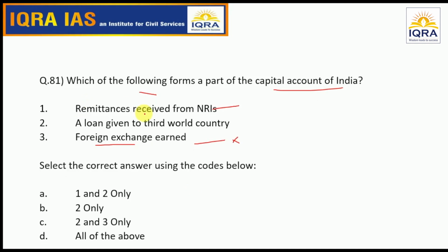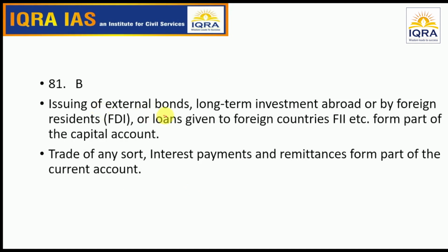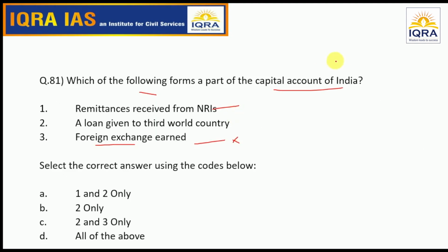So yes, two only. Because issues of external bonds and long-term investment by foreign residents form part of the capital account. Trade of any sort, interest payment, remittances, these kinds form part of the current account. So the question was on capital account. Anything which will create capital will be included in this, which increases your assets.